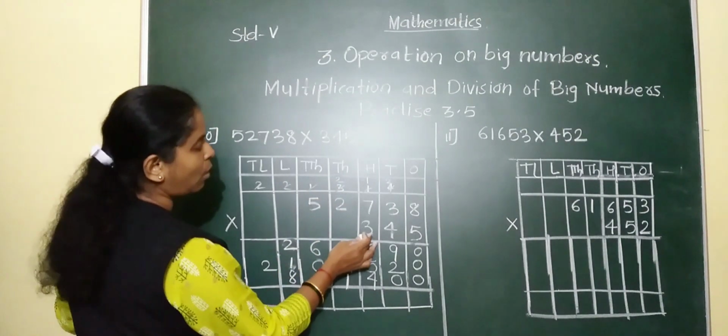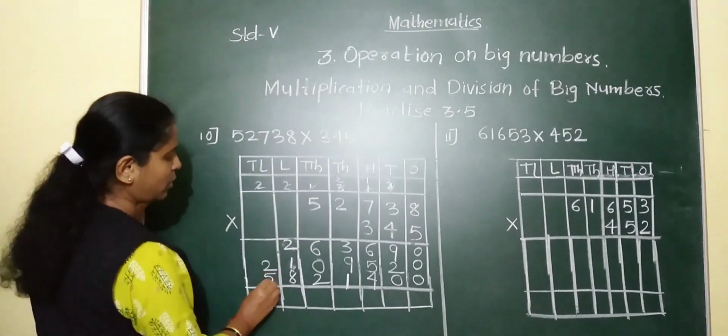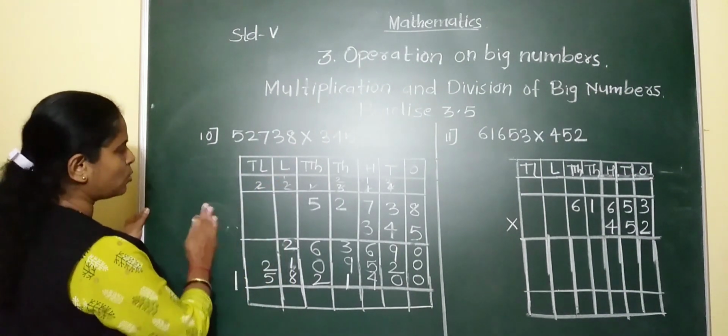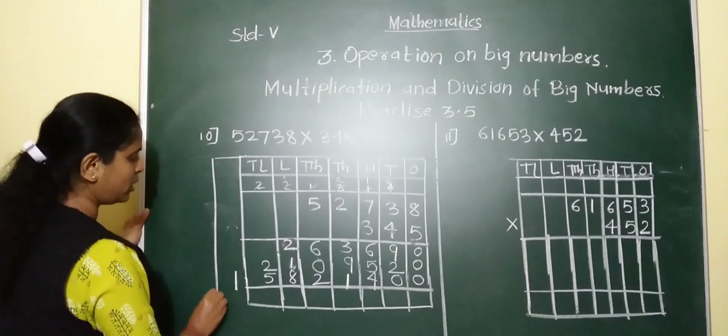Okay. Now 3 5s are 15, 5 carry 1, and that will come here. So here again one box will increase.